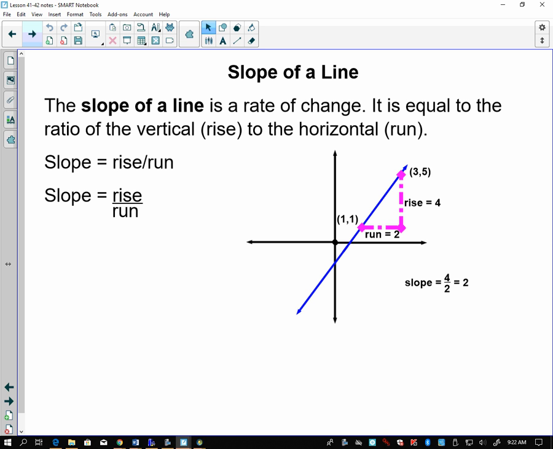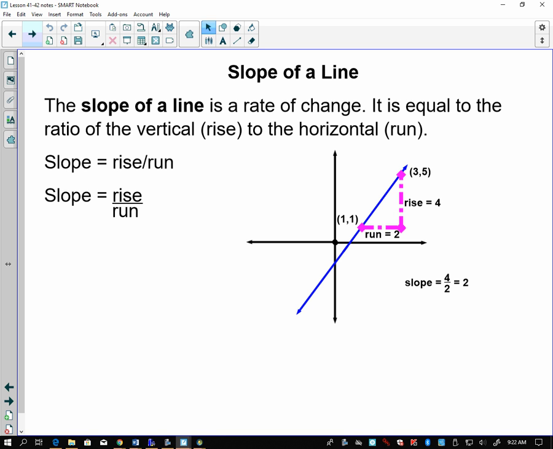All right, the slope of a line. Slope of a line is a rate of change. It's a visual representation of a rate of change. Rise over run, okay, is slope. Okay, and it's always going to be rise over run. It's not going to be run over rise.